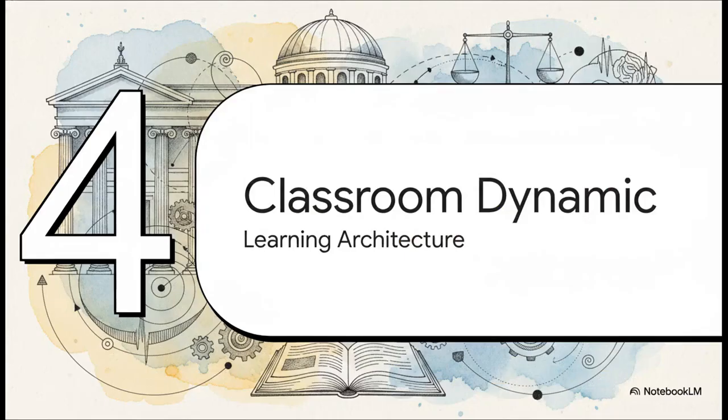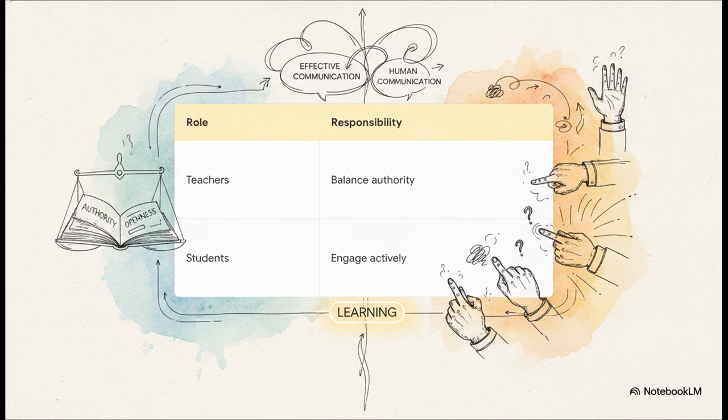Let's step into a slightly different room now. Section 4, the classroom dynamic and the architecture of learning. In an academic setting, communication becomes this highly specialized, vital tool. And what's really interesting is the delicate balance of power it maps out. It's a dual responsibility. On one side, teachers have to carry the weight of balancing their authority with a really inviting openness. But on the flip side, students can't just be passive observers. They have to engage actively to create a truly participatory environment. Real learning only happens when both parties hold up their end of the bargain.